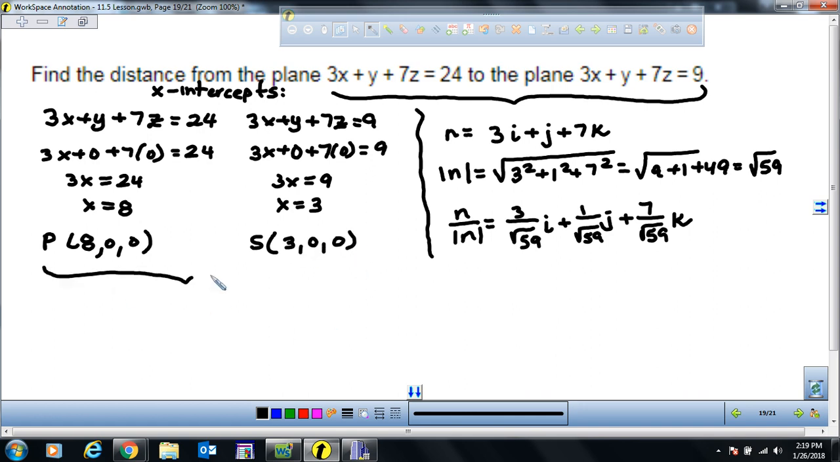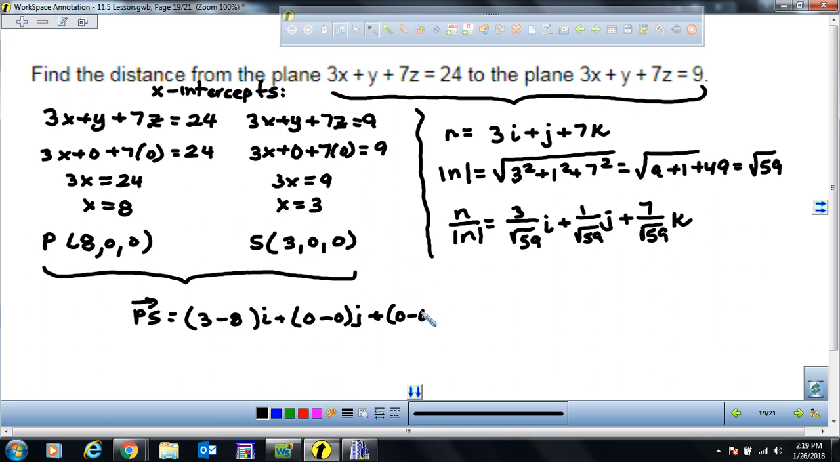So now we need to find a vector from point P to point S. Any vector, and that would be from the intercepts. So it would be S minus P: 3 minus 8 i, plus 0 minus 0 j, plus 0 minus 0 k.